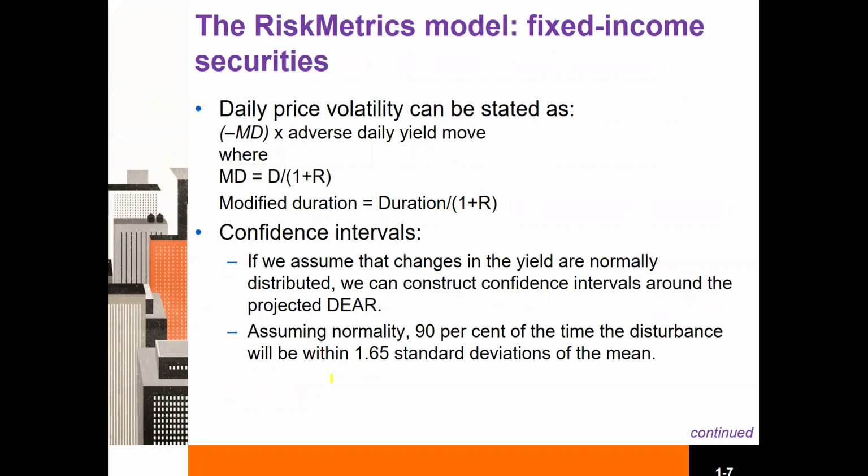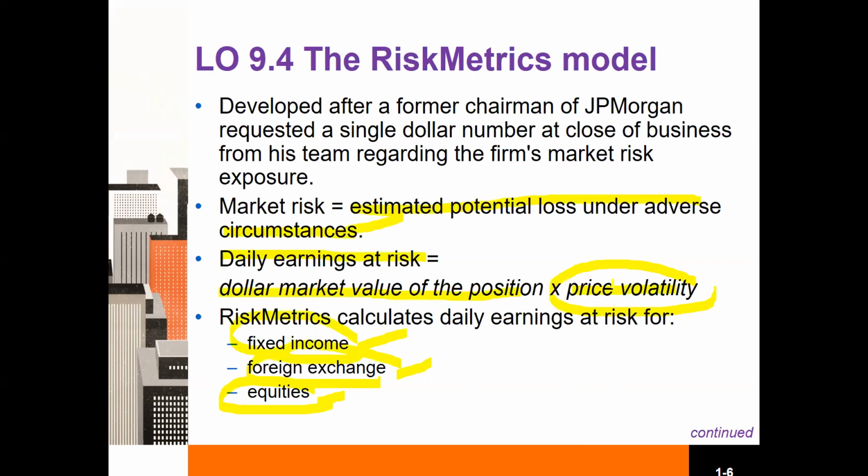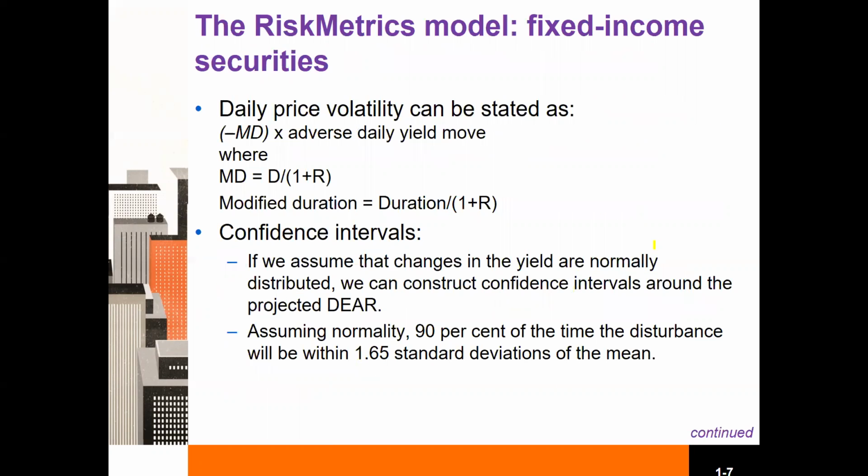First of all is the daily price volatility. You can remember this component, the price volatility. Daily price volatility is the modified duration, and you can remember we learned in previous weeks how to calculate modified duration, multiplied by the adverse daily yield move. We also know that modified duration is duration divided by 1 plus R, where R is the interest rate.